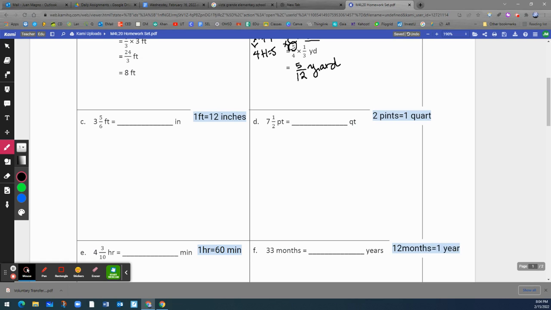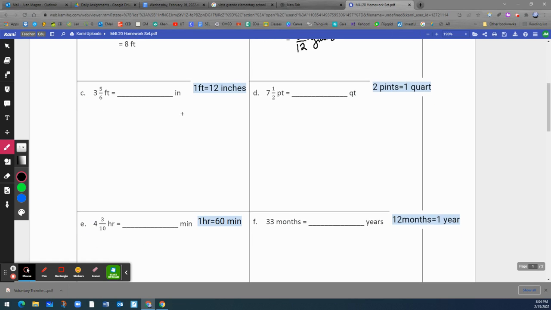So now we have a problem C, and notice what I did right away, I wrote the conversions that you need for each of these problems. If this one is going to be converted from feet to inches, make sure you write the equivalencies between how much is 1 foot in inches. And over here on problem D, we're going to convert from pints to quarts, which is going from a small to a large one. And so now we know that 2 pints equals 1 quart. So you need that information.